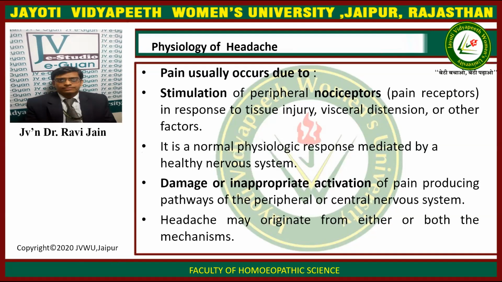Now, what is the physiology of headache? Let's understand what happens. दर्द होता क्यों है? पेन क्यों हो रहा है? सिर दर्द है लेकिन क्यों है? Why the pain is happening? The stimulation of the peripheral nociceptors. There is stimulation. Pain क्यों हो रहा है? Because of the stimulation of the peripheral nociceptors. The nociceptors are basically the pain receptors. In response to the tissue injury. In response to the tissue injury हो रहा है. Visceral distension and other factors. There can be visceral distension and other factors that are responsible for the stimulation of the peripheral nociceptors, or these are called the pain receptors.